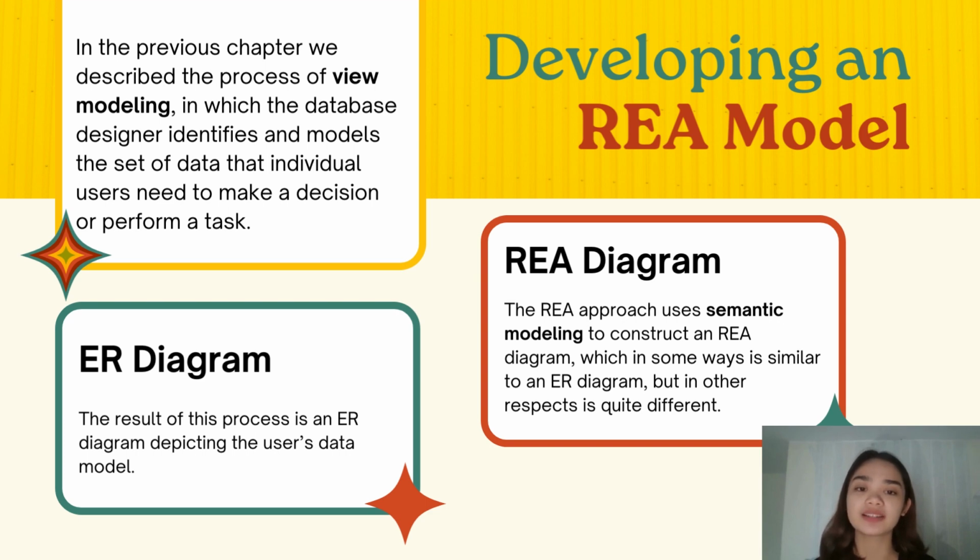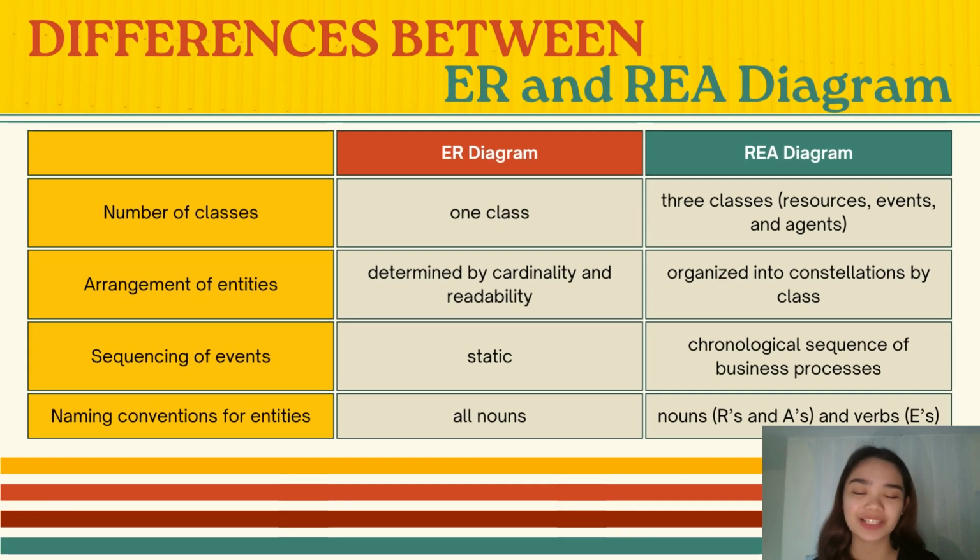On the other hand, there's a different approach called the REA approach. This approach also uses diagrams to show how things are related, like an ER diagram, but there are some important differences that make it stand out. So, before we dive into how REA view modeling works, let's first understand these differences between ER and REA diagrams. This will help us see how REA diagrams are unique and how they help us organize information. So, what are the differences between ER and REA diagrams?